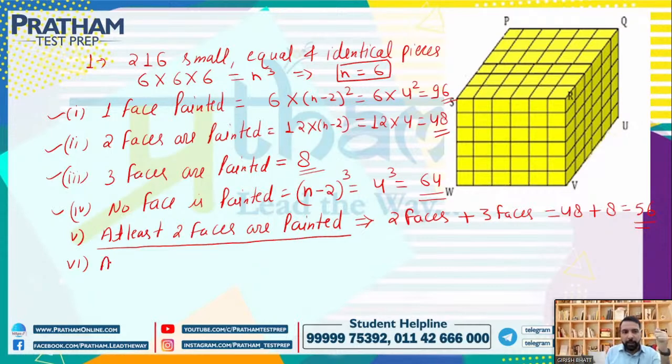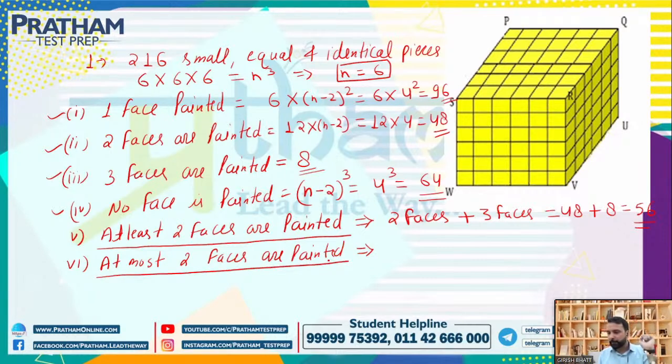Okay. Second, at most 2 faces are painted. How many such small cubes are there whose at most 2 faces are painted? At most means at the most 2, right? Then how many such cubes are there whose at most 2 faces are painted? Excellent. You can say it cannot be more than 2.